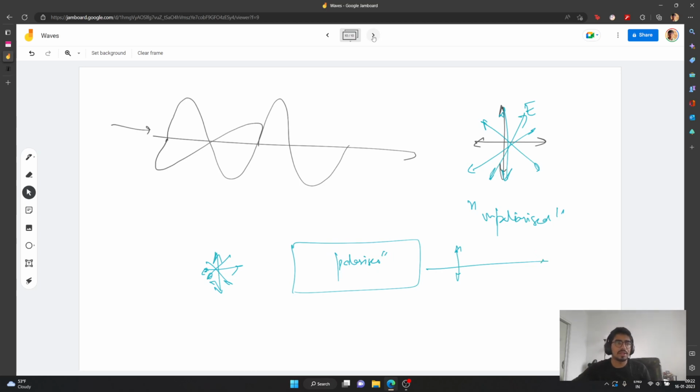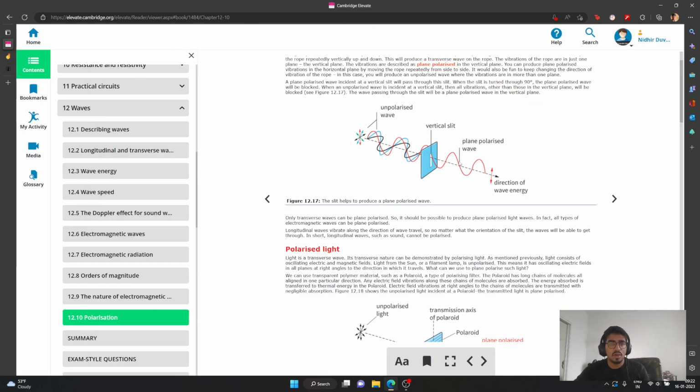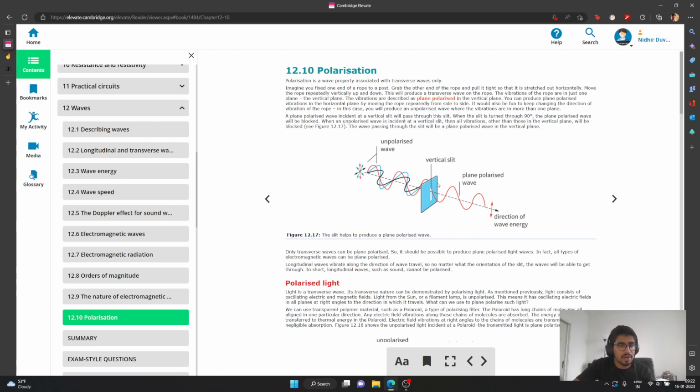Like the example that your book gives: say you have a string that passes through a slit and you're trying to move that string, right? If you are moving that string perpendicular to the direction of the slit, then that wave will not pass through. But if you move it along the direction of the slit, then that wave will pass through. So if you try moving it in a circle, still what you will get there is only vertical waves. So this is the main idea. So this is acting like a polarizer.